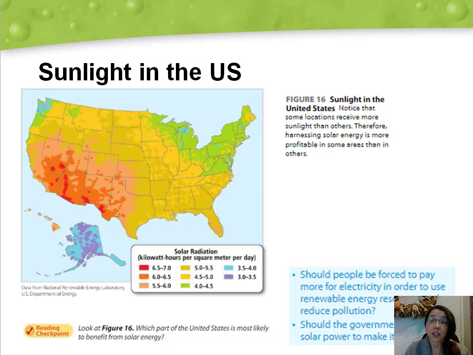Should the government subsidize? So what does that mean? A government subsidy means that the government would give you some of the cost. They would pay you, or they would give you a discount in some way to make it more affordable for you to get solar power. So on number one, should we force people to pay more for electricity in order to use renewable energy resources and reduce pollution? I would say no.